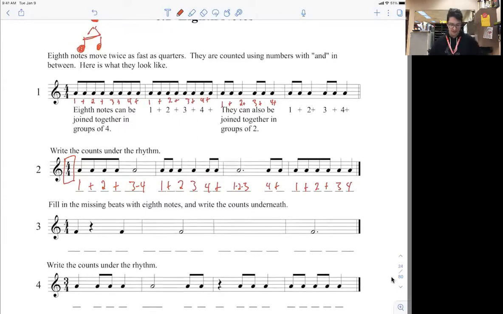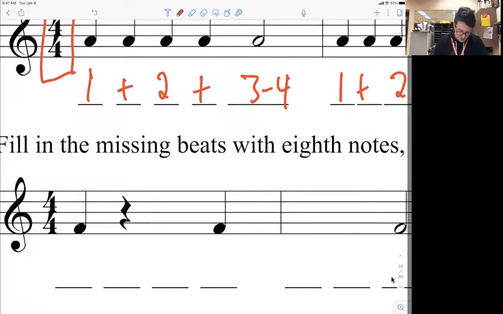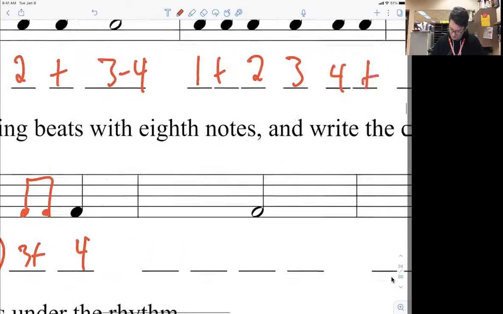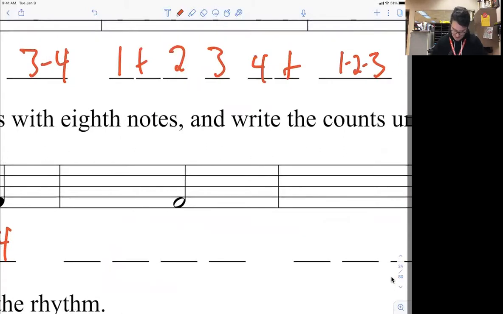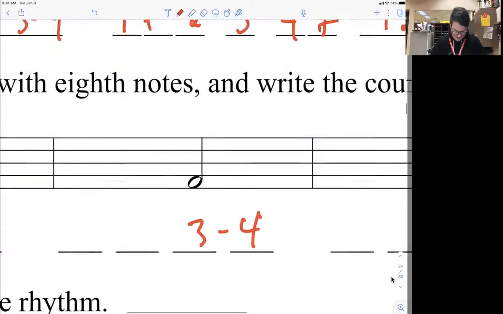Now let's take a look at what we have here on number 3. Fill in the missing beats with eighth notes and write the counts underneath. So we're in 4/4 again, so we know we're going to need to count to 4 each measure. So this is going to be 1, 2 in parentheses. It looks like we need a 3 and 4. Next up, this is going to be 3-4 based on that half note there.